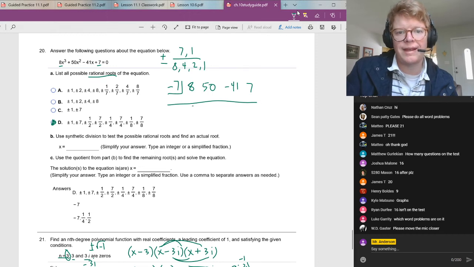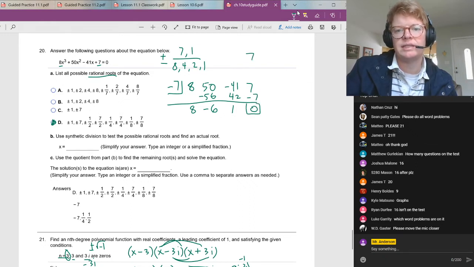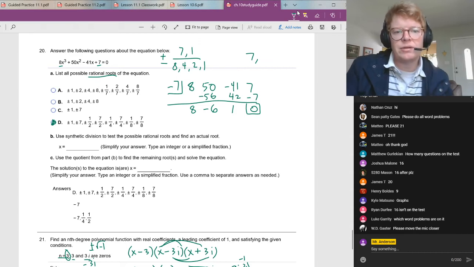So I'm going to drop the 8. 7 times 8 is -56. Combine those, I get -6. Multiply these together, I get positive 42. Combine those, I get 1. And multiply this, I get -7. So yeah, 7 was one of my zeros. So I'm going to put that aside. I got 7. And now I'm going to factor this guy here.